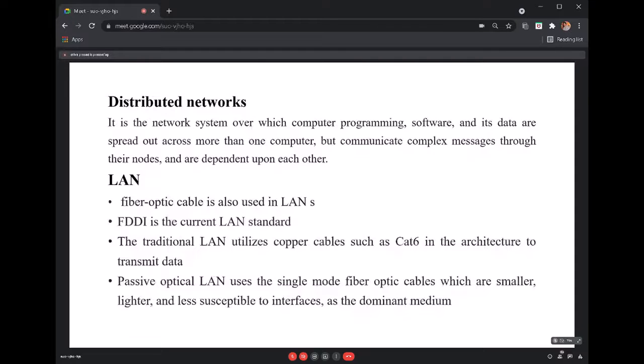Distributed network. So what is a distributed network? It is a network system over which computer programming, software and its data are all spread out. You all know distributed networks. Now you are all doing projects using distributed systems only. One will be doing one part, another will be doing another part. Like all these things, one simple task will be given to all four of you who are spread across.